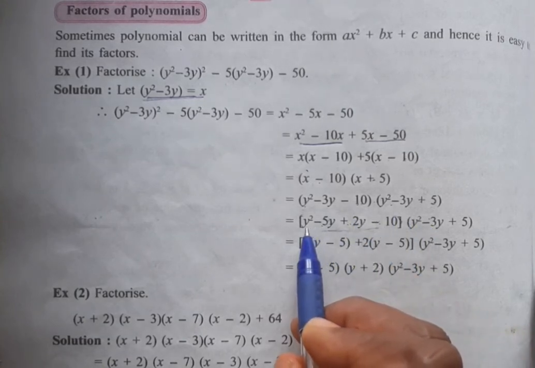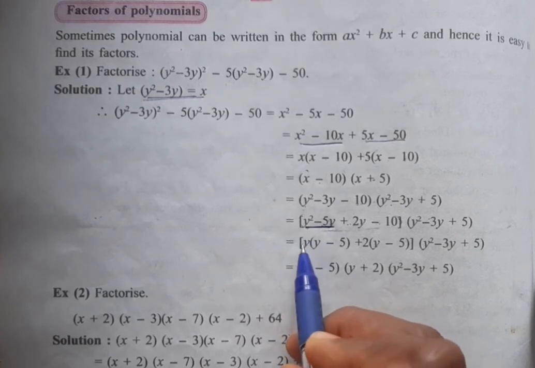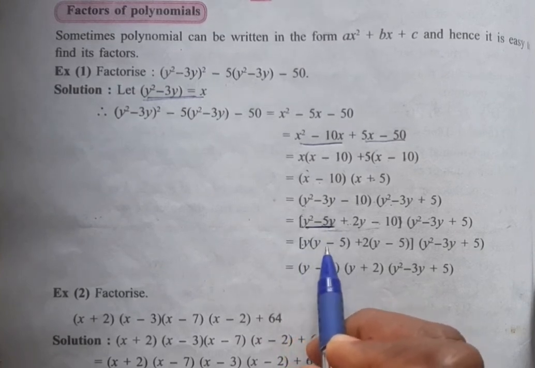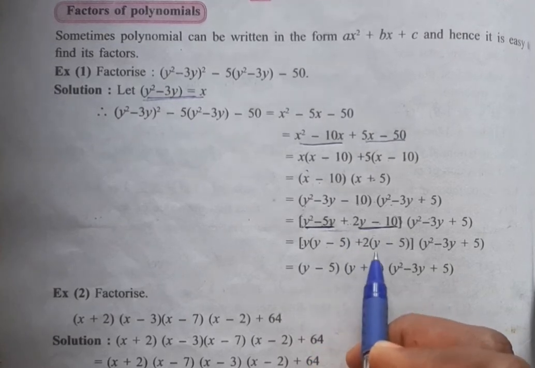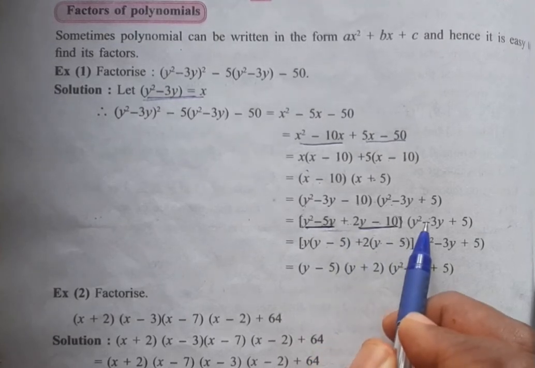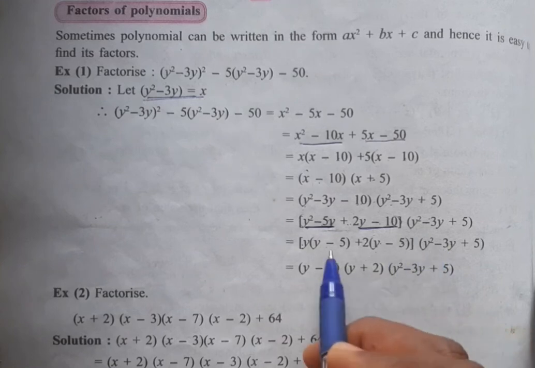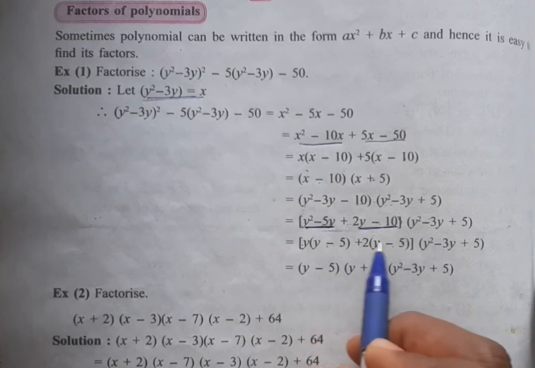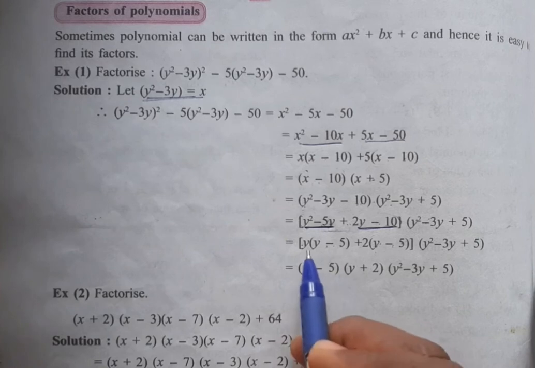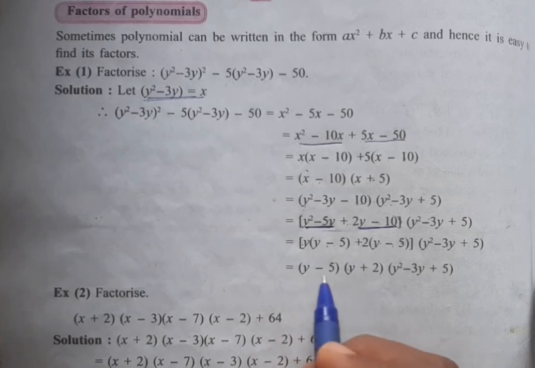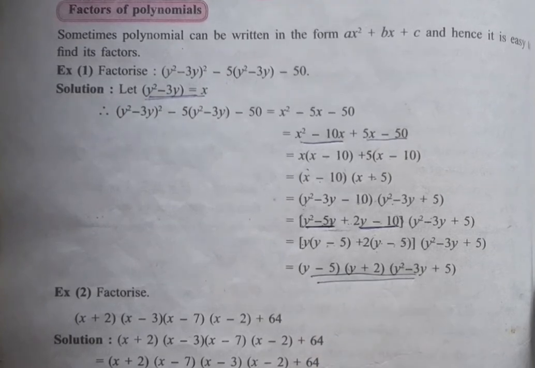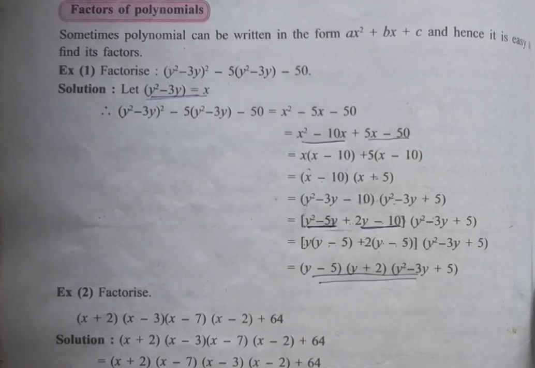Now from this you can see y will be taken common and the remaining is y minus 5, and from this 2 will be taken common, y minus 5 as it is, and this next bracket as it is written here. Now y minus 5 comes 2 times, we will write it 1 time, and y plus 2, that is 1 time, and the remaining. This is our final answer. Understand? Thank you.